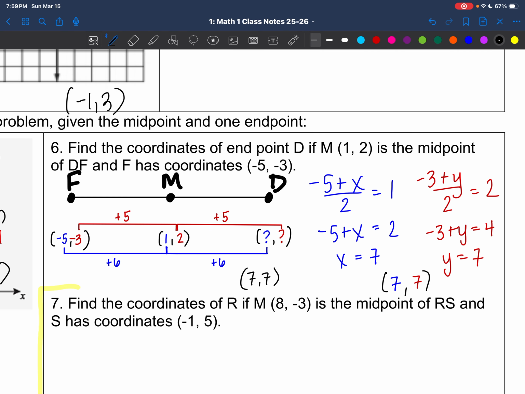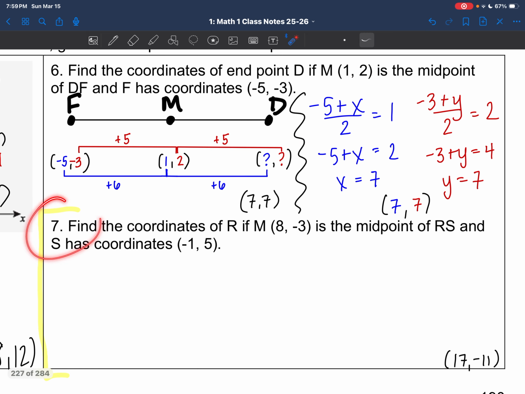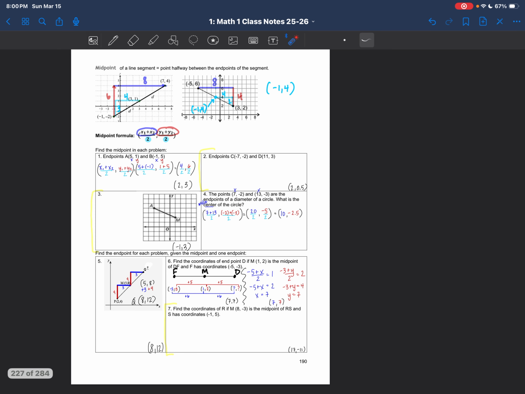So either way, whichever way works best for you, you can visualize it here by shifting everything. And then whatever you do here, make sure you do the same thing here. Or you can set up an equation. So go ahead, try number 7. If you do this correctly, you should get 17, negative 11 as your answer.